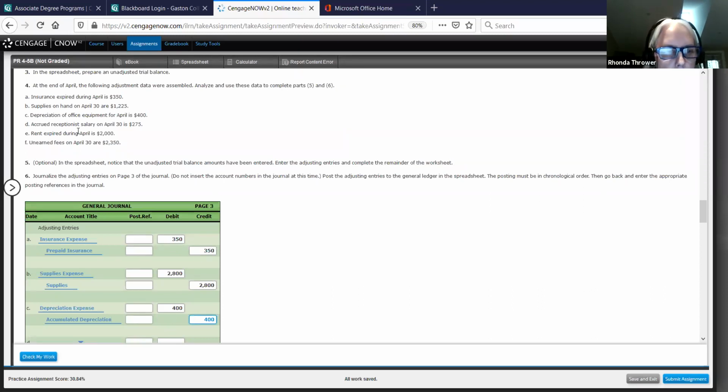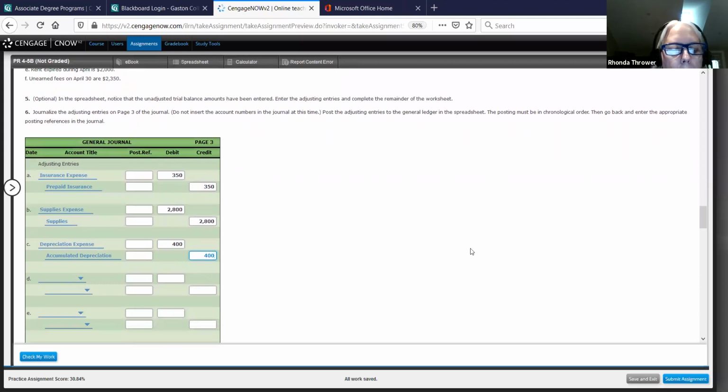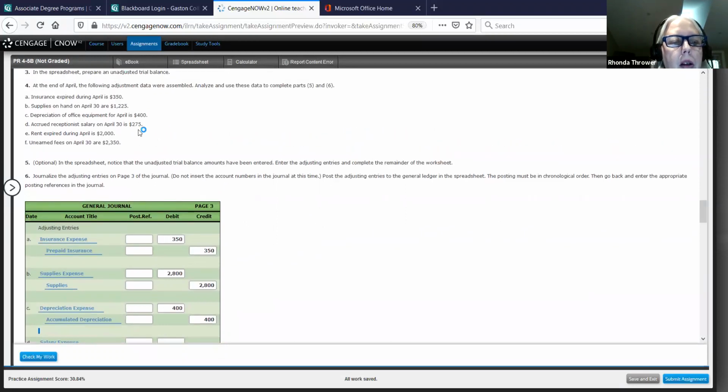Then we'll move to the next transaction, which is saying that you have accrued the receptionist salary at April 30th of $275. This is an example of accrued expense. If it's an accrued expense, it's an expense that we know about, that we haven't recorded yet, but needs to be recorded so it can be updated properly so that we can prepare our financial statements. So the salary expense account is going to be debited for $275.